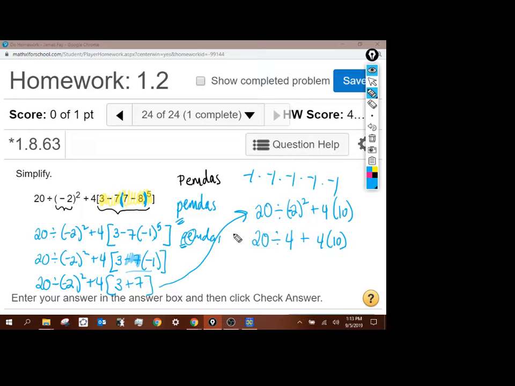Order of operations says left to right. I need to do that first, right? What's that change to? 5. Now, as we're working through, because I think we said this yesterday, some of us are seeing that I can do that and write down 5, and at the same time, I can write that down as 40, right? You guys feel comfortable doing that? Okay, that is perfectly fine. Instead of writing out 5 and then plus 4 times 10 and then going back and doing the 4 times 10. But the answer is then eventually 45.